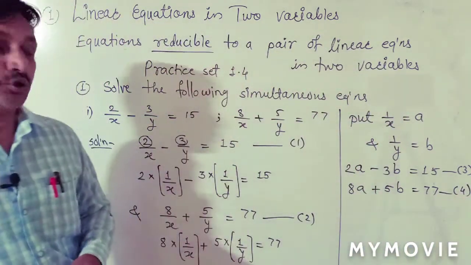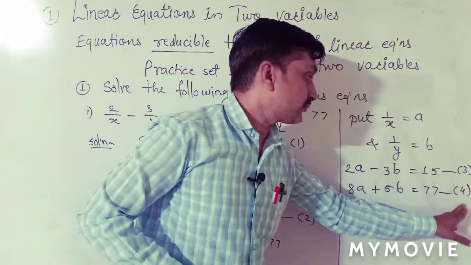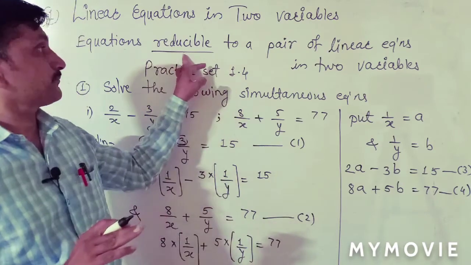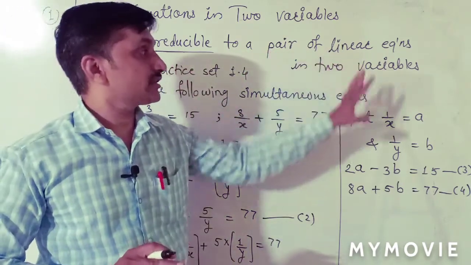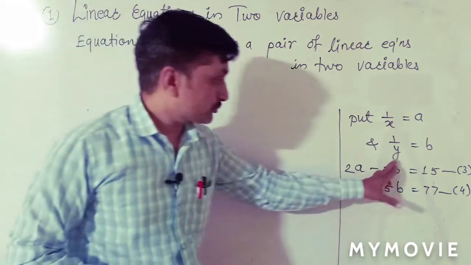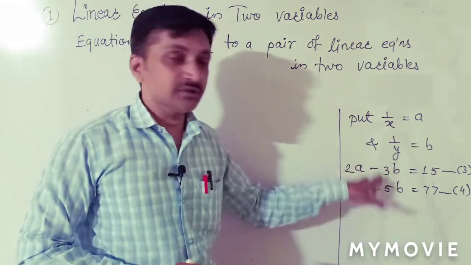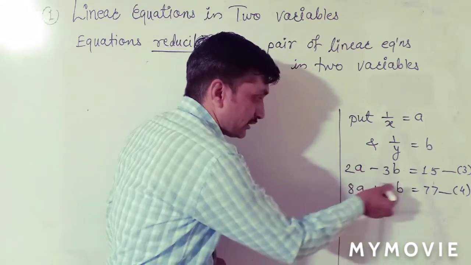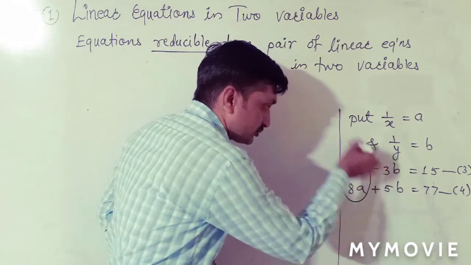In this way we got equation number 3 and equation number 4, and these are in standard form now, meaning we have reduced them to linear equations in two variables. Now we have to solve these two equations. How to eliminate? You can eliminate a or b, but it is easy to eliminate a.